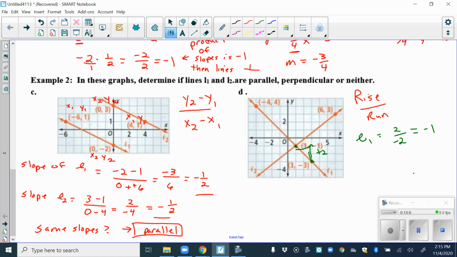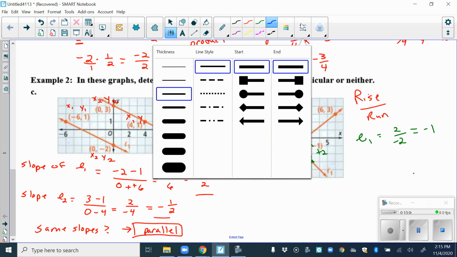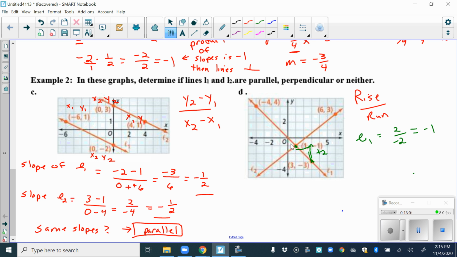Now let's do line 2. I'll do that in a different color. For line 2, I have to go from this point to this point. So my rise for line 2, I'm going to go up 1, 2, 3, 4. So this is a positive 4. And my run is a positive direction of 1, 2, 3, 4, 5 to the right. So it is positive 4/5.